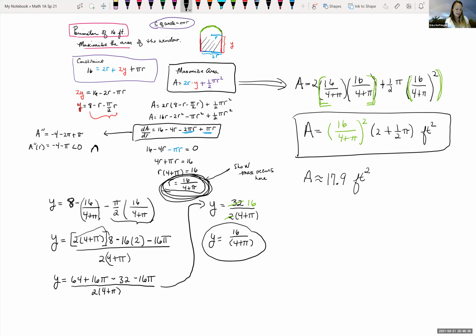So if you throw that into the calculator, you should see that the area is approximately 17.9 square feet. So we found the dimensions and we found the maximum area that we can get out of that window.